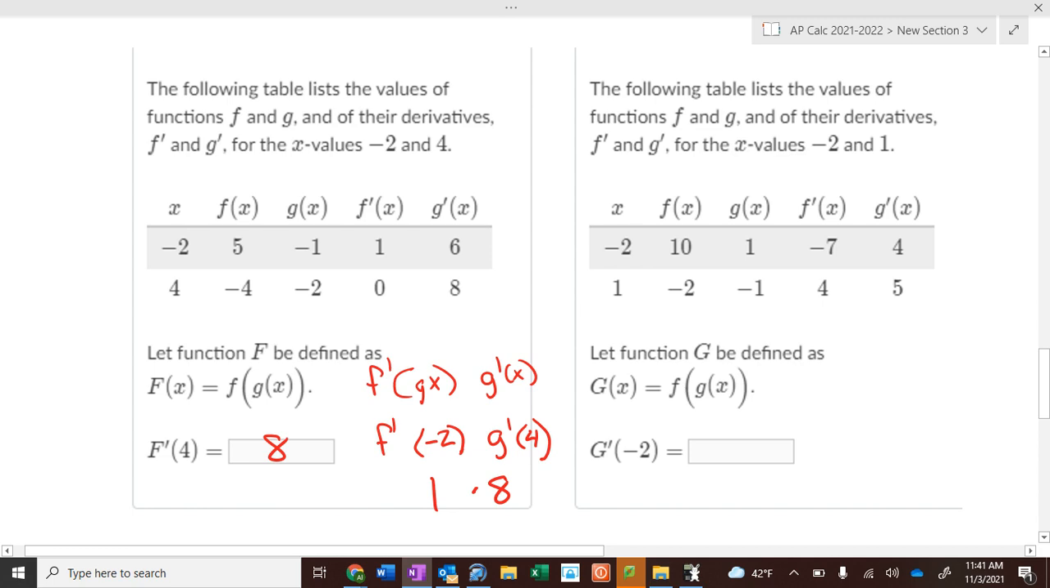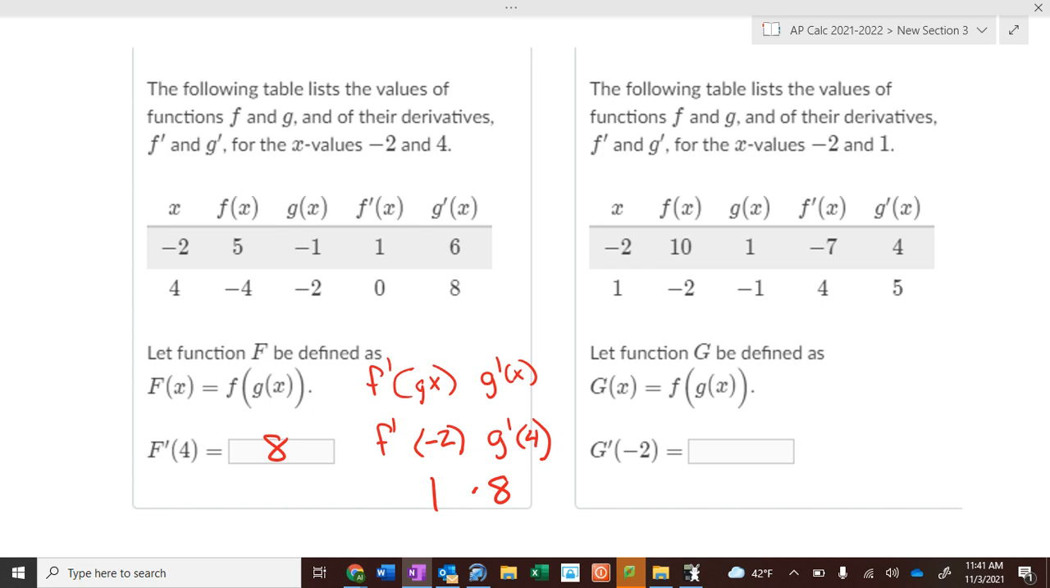That's the tables version. Wait, how did you get the first derivative of f at -2 as 1? At -2, the first derivative of f is right there, 1. And at 4, the first derivative of g is 8. Okay, so let's do the next one.